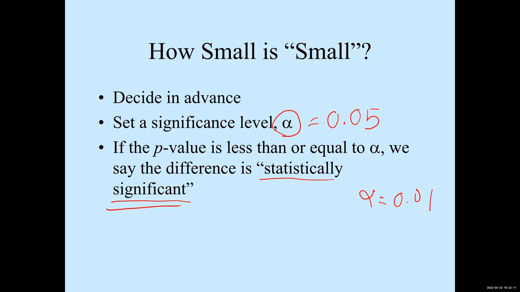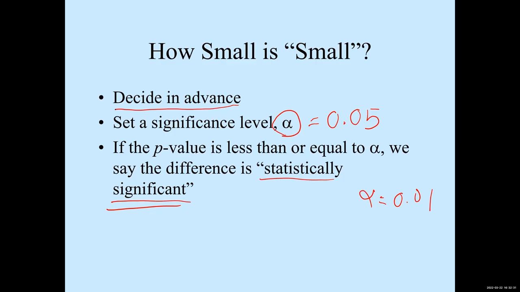Now we have to set it in advance, and that's important so that we're objective. We don't want to get our p-value and then say, oh, it's not that small. Let's see, it's 0.03. I'm going to use an alpha of 0.05, and therefore I'll be able to reject my null. You don't want to do that. You want to set it ahead of time.